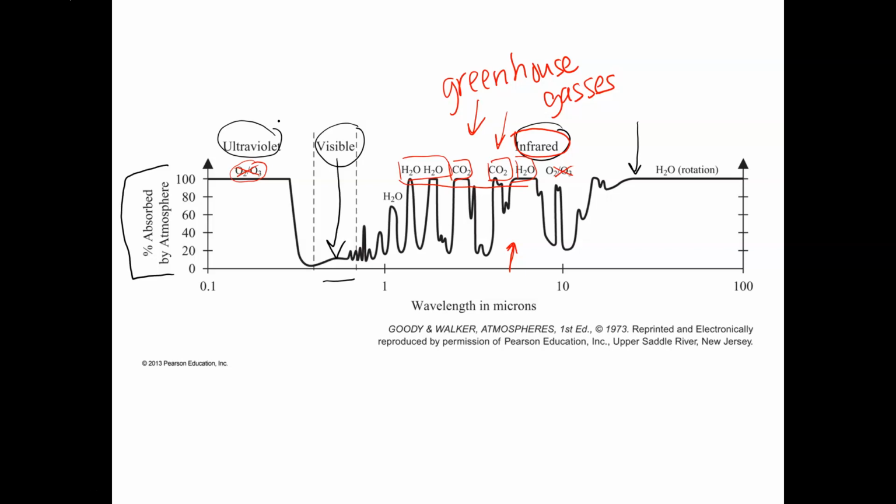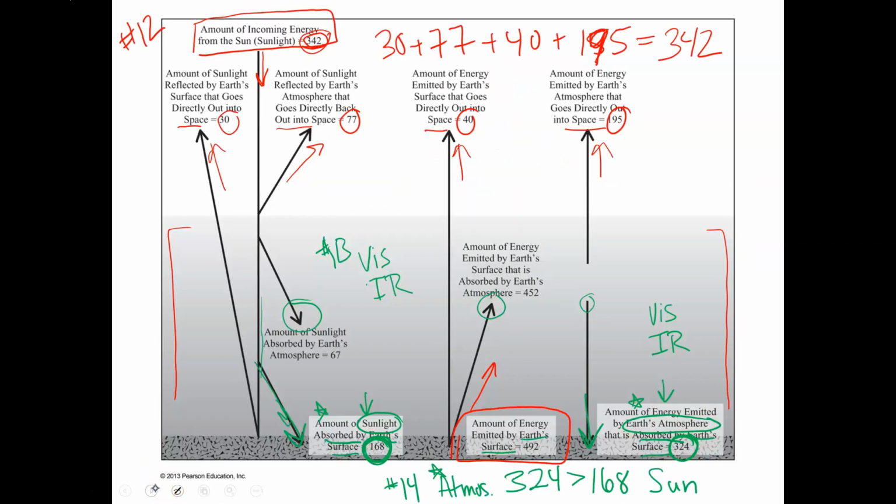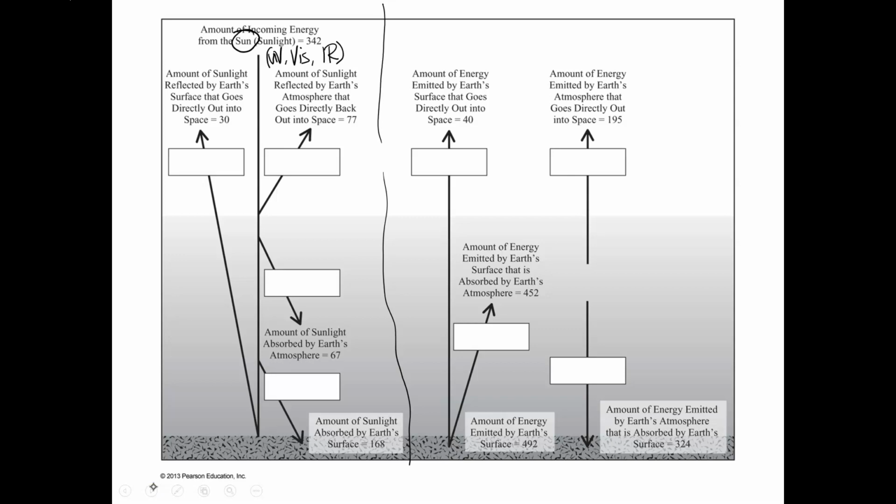Ultraviolet, does it get through the atmosphere or not? Visible, through the atmosphere or not? Same for infrared. Okay, let's go back. Here's our boxes. We have ultraviolet, visible, and infrared getting through. What makes it all the way through to the surface? What makes it all the way through is visible light, right?